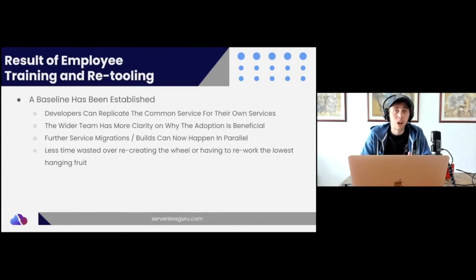Developers can replicate the common service, which is composing 80 to 90% of how other services will be built, which is actually a really huge thing. The wider team has more clarity on why the adoption is beneficial. So through that process of explaining that, you're basically learning the benefits as well at the same time, because that slow walkthrough of things, it'll start clicking to developers as they start seeing it, and they'll go, oh, okay, now I can map my existing knowledge to this new thing and see why this new thing has more benefits.